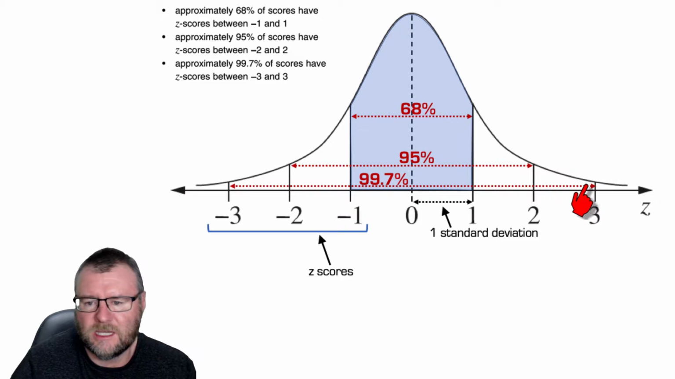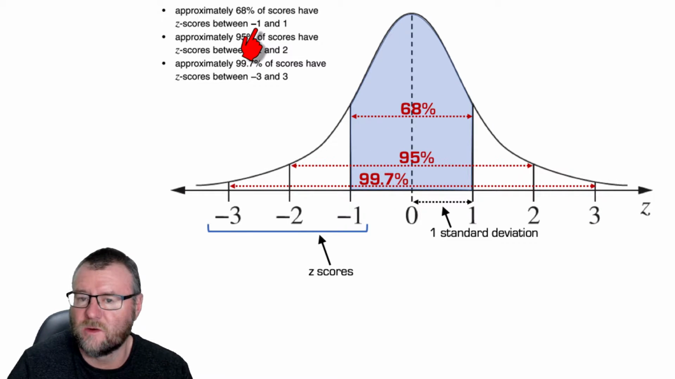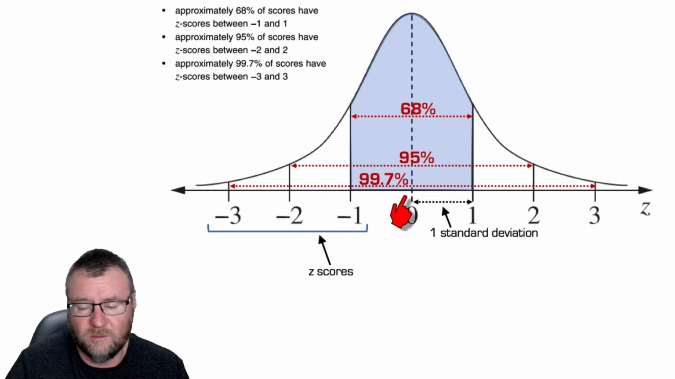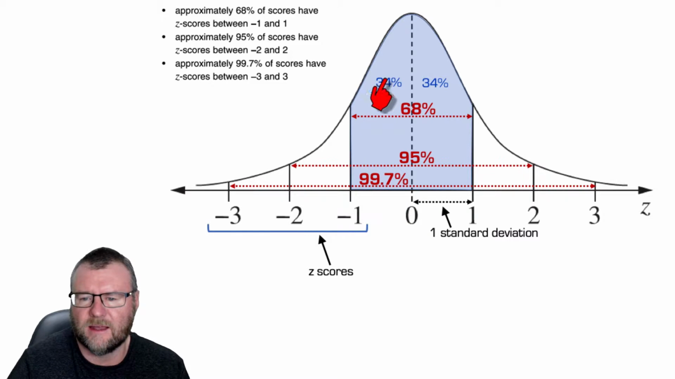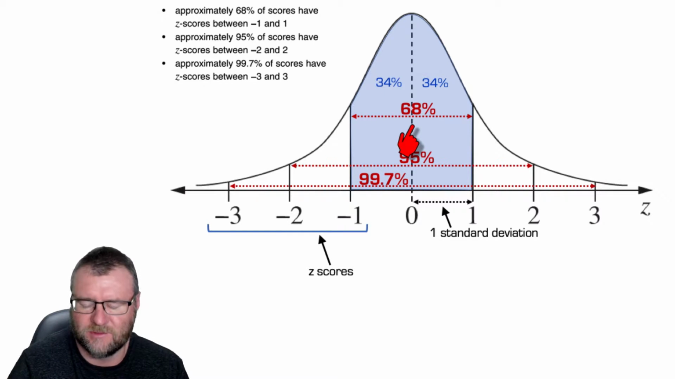So this middle section, this middle 68%, which is from a z-score of -1 to 1, I can see that it's split in the middle, it's symmetrical. So if I was to split that, I could see this part between 0 and -1 is 34% of my data. A z-score from 0 to 1 represents also 34%. So when I add them together, that's where my 68 comes from.